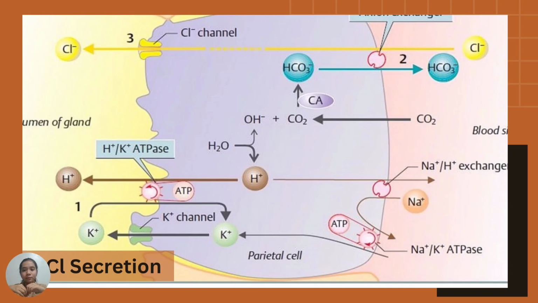So in summary, it starts with carbon dioxide, which goes to the parietal cell and combines with water to form carbonic acid, which will readily dissociate into its ions and form bicarbonate and H positive. Then we get two ions in the stomach lumen, which are chloride and H positive, and they react with each other to produce hydrochloric acid. That is how hydrochloric acid secretion works.